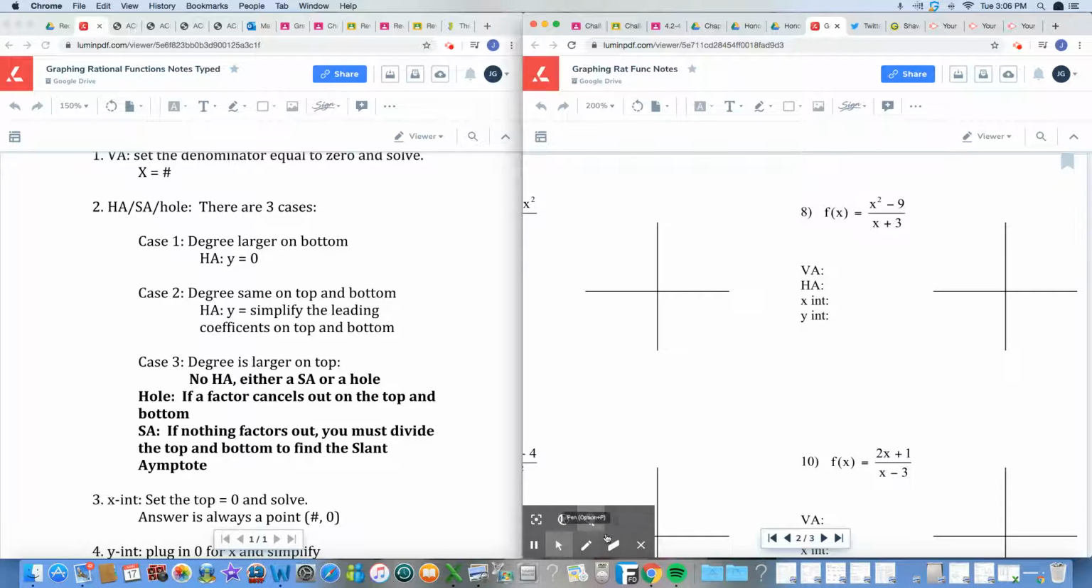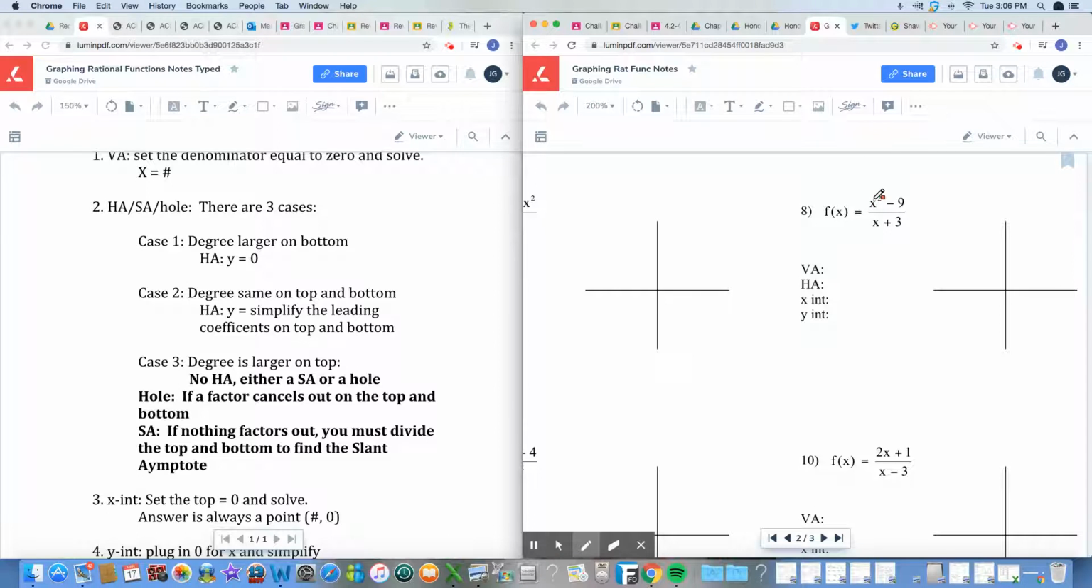So first we're going to look at number 8. If you notice for number 8, right away the degree is larger on the top than it is on the bottom. What I didn't really mention yesterday is that before we even start doing the vertical asymptote, horizontal asymptote, x-intercept, y-intercept, all that stuff, make sure you can't simplify this at all.